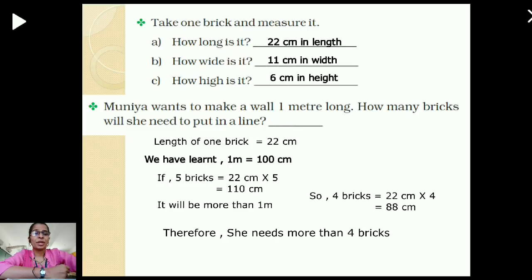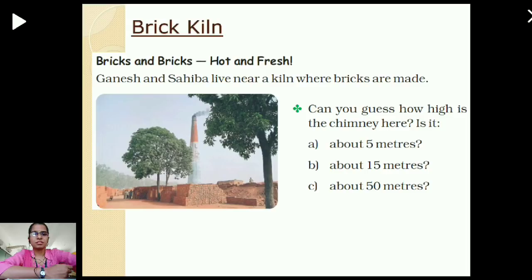If I say 1 meter height of the wall should be there, I will have to look at the height of the brick. The question asked here is 1 meter long. So every time you go through a question, you need to be very careful whether we have to see the length, the breadth, or the height. Then you can measure it and find out. Now we will use this in the further steps.